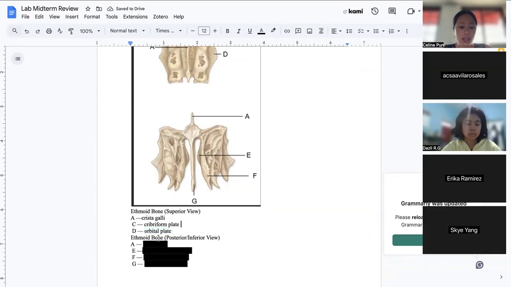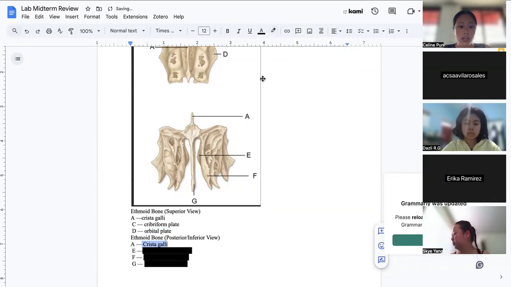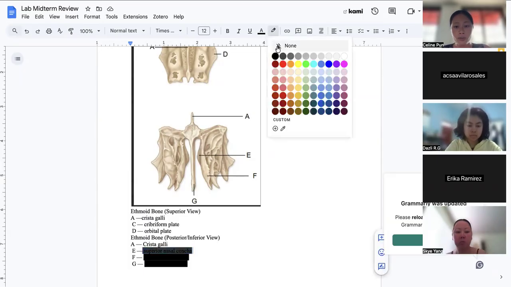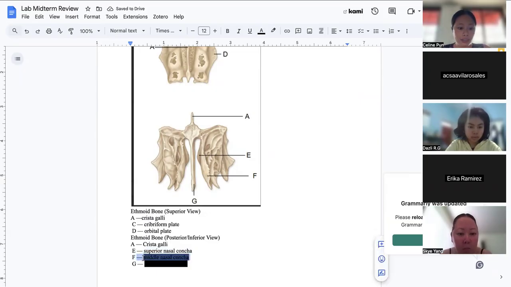Okay. And A, we talked about is the crista galli. E and F. What is E and F? These are pretty cool because they're inside of your nose, and when you breathe, it warms up the air, which is pretty cool. That's the space it holds to warm up the air. E is your superior nasal concha, while F is your middle nasal concha.